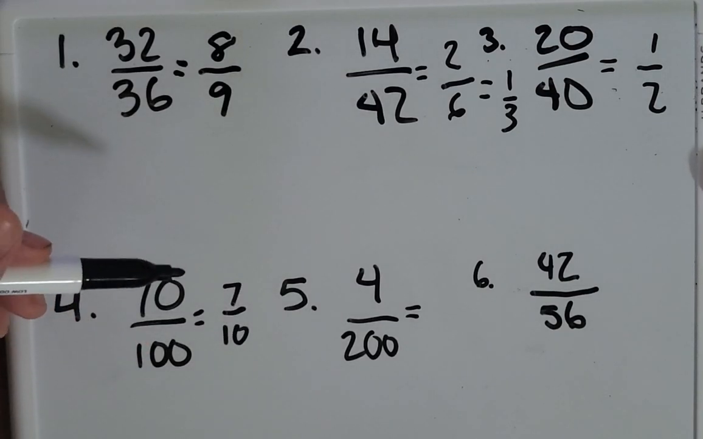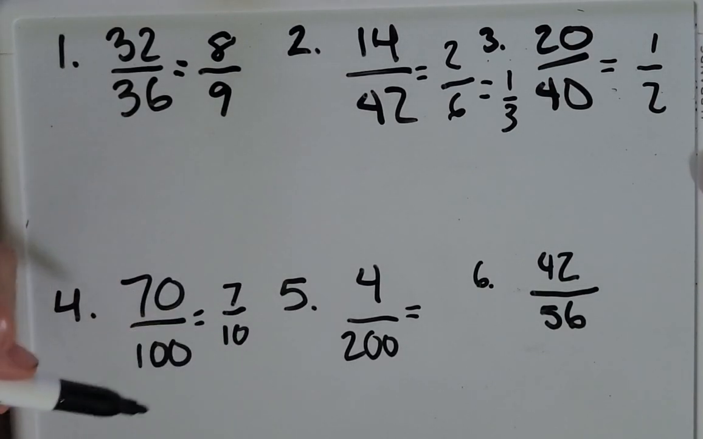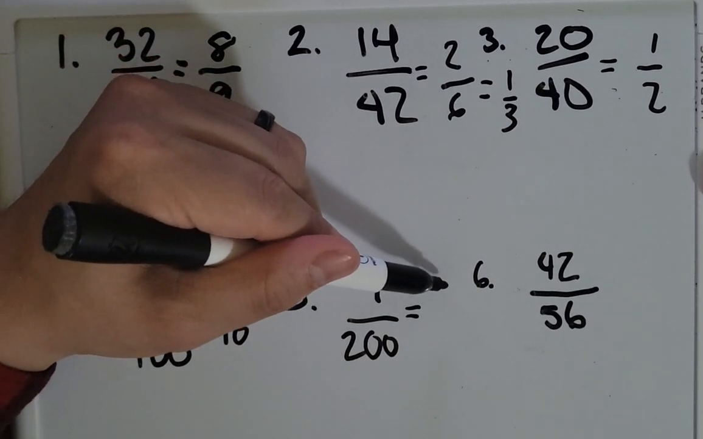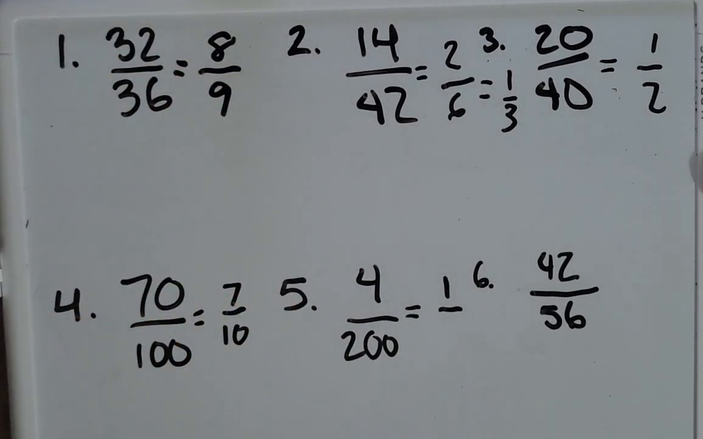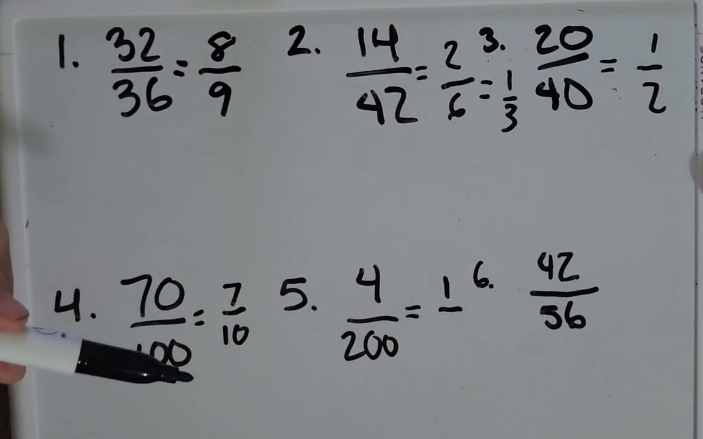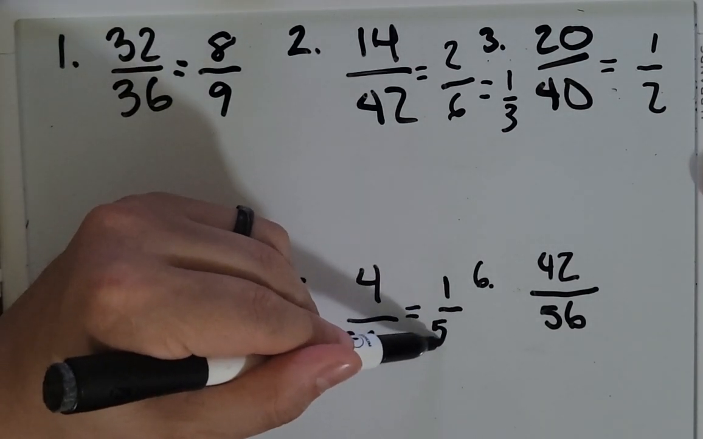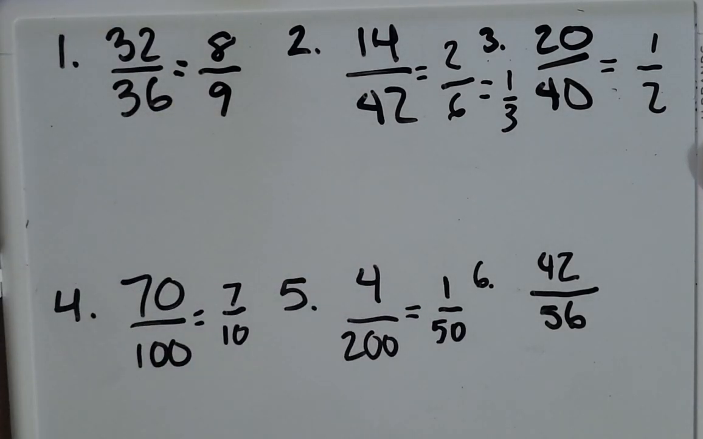4 is going to be the highest number that you can use that can go into 4 and 200, right? So 4 times 1 will equal 4. So we're going to put 1 right there. And then 4 times 50 will equal 200. So we're going to put 50 right there, right? Moving on to the last one.